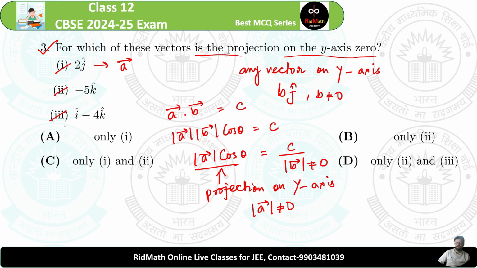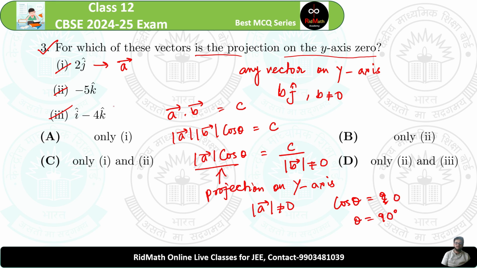This vector will also be a vector. So for any of these three, mod of a is non-zero, so that means cos theta should be 0. Okay, cos theta should be 0. This is 0. So theta is 90 degrees.